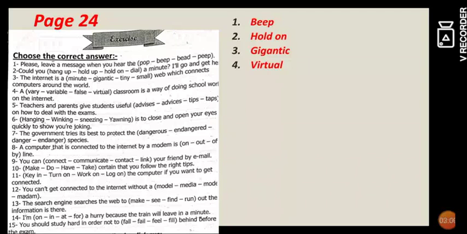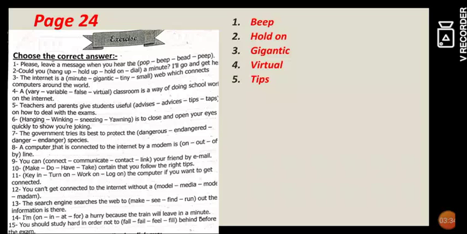Okay, the internet is a gigantic web. Number 4, a virtual classroom is a way of doing schoolwork on the internet. As we said before yesterday, we said that virtual classroom is a way of doing schoolwork on the internet. Number 5, teachers and parents give students useful tips on how to deal with the exams.